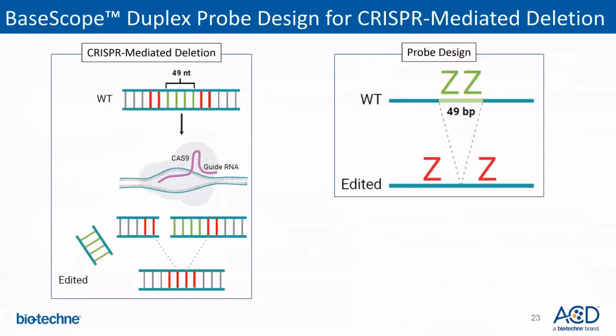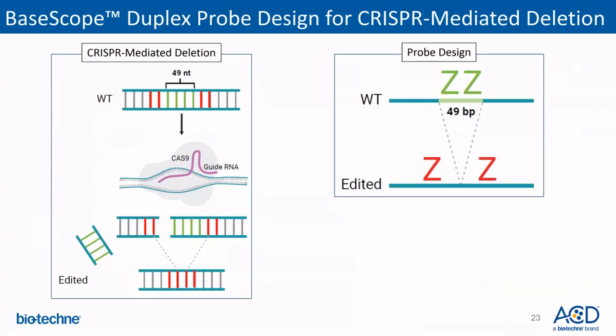As you can see here, this was our design for using BaseScope Duplex assay for CRISPR-mediated deletion. The deletion was of 49 bases only, and you can see that the 49 bases on the left side of the figure have been depicted with the green bars, and the region right adjacent to those 49 base pairs is depicted as red bars. So what happens on the right hand side, you can look at the probe design. For detecting the wild type transcript, the probe was designed exclusively in the 49 base pair region, whereas for the edited transcript, the probe is designed right outside the 49 base pair, and it detects the unique junction that is created after the editing.